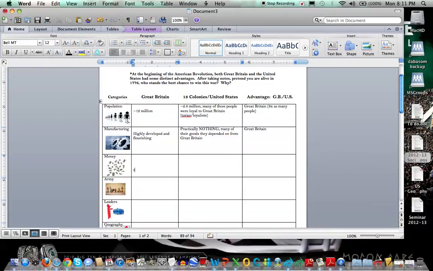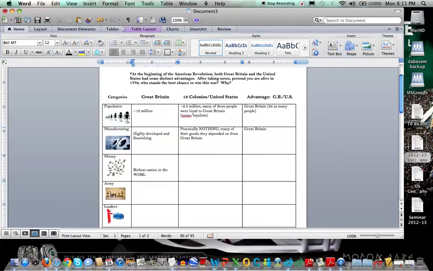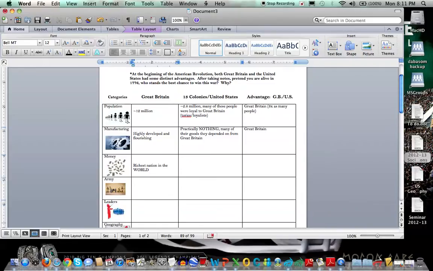Money. Great Britain was, at this point in time, the richest nation in the world. You are talking about the most loaded nation in terms of financial situation. Take a look at the United States: no money to support the war effort.